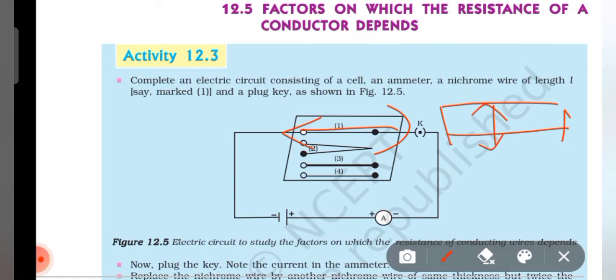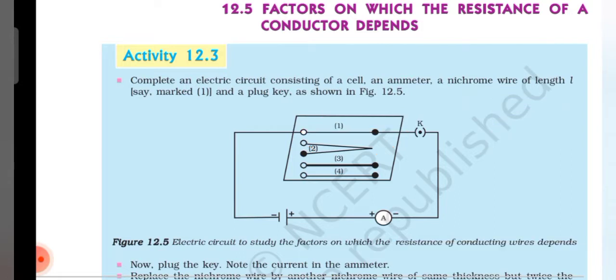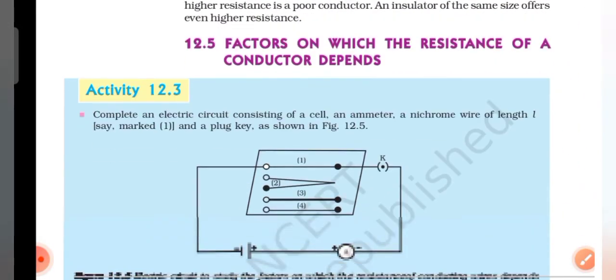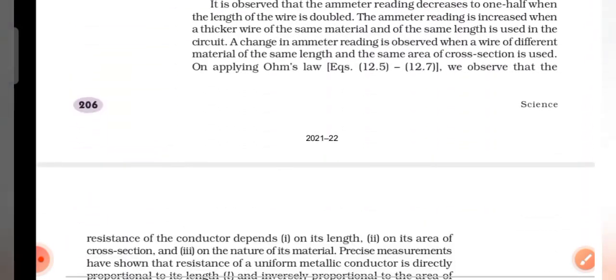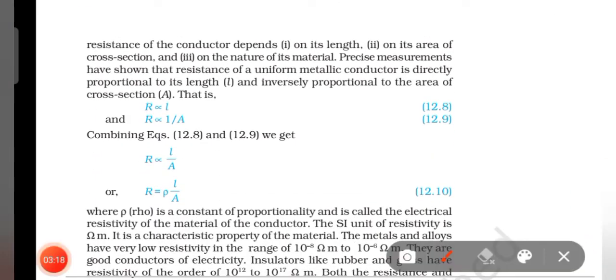So the resistance of a wire depends on 3 factors: its length, its area of cross section, and the nature of its material. Resistance of a conductor is directly proportional to its length. So you can write it as R ∝ L. This is the sign of proportionality, and you write here directly proportional to L.